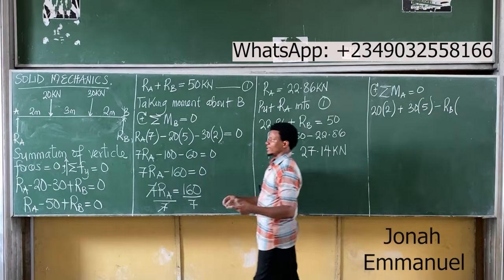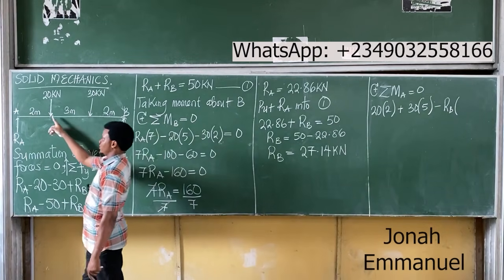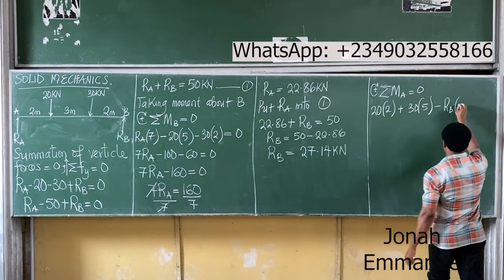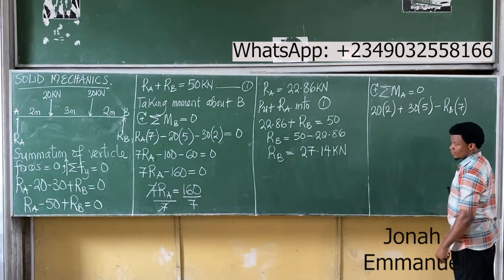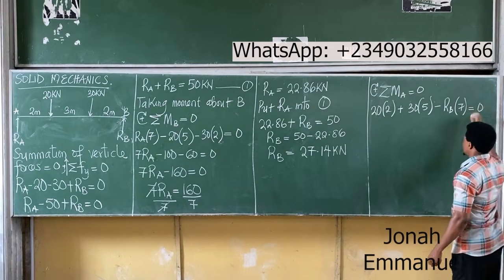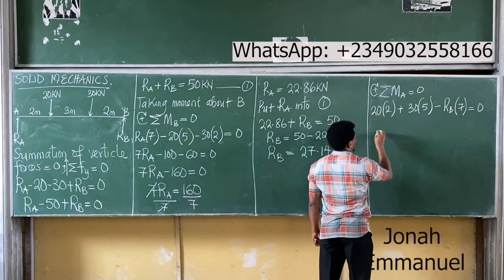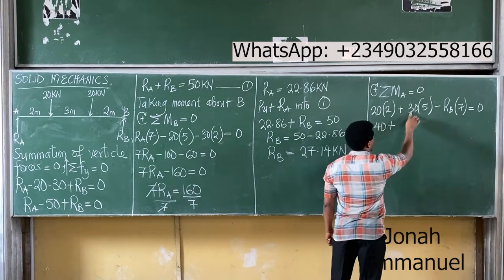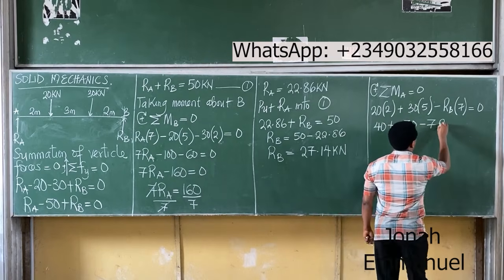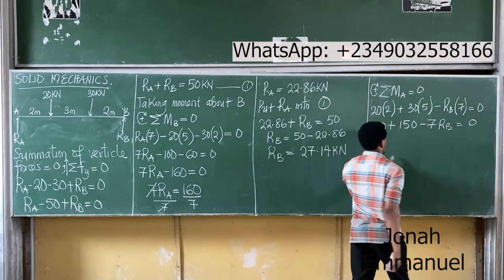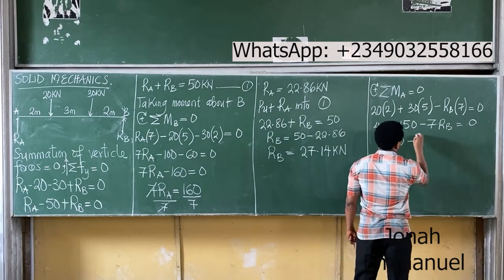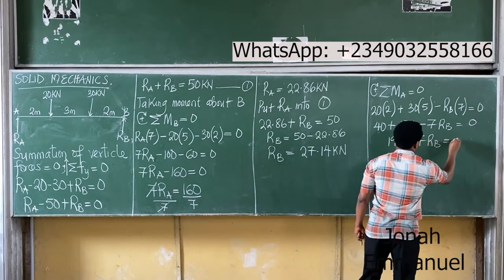The distance from RB becomes what? This is 2 plus 3, 5, plus 2, 7. So I have 7. I have stressed that you won't put RA. Why? Distance is 0. So it becomes equal to 0. 20 times 2, 40, plus 30 times 5, 150, minus 7 RB equal to 0. 40 plus 150, 190, minus 7 RB equal to 0.